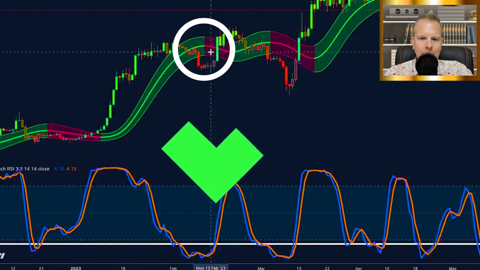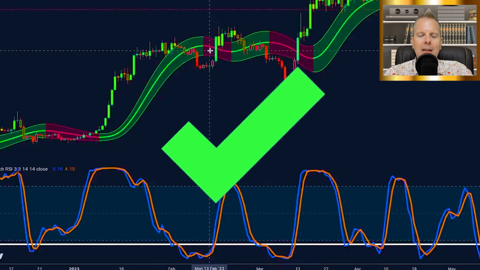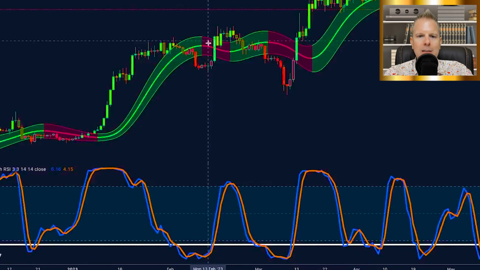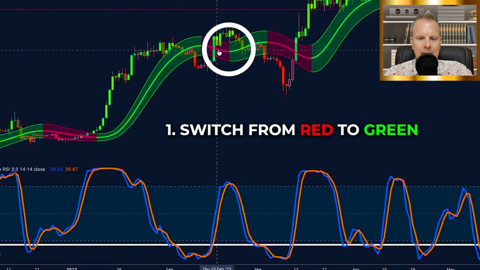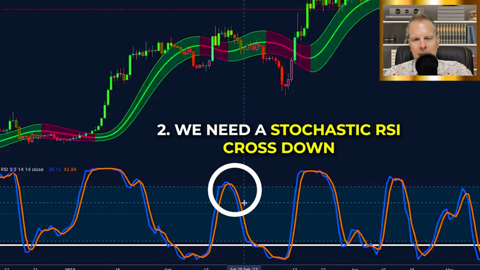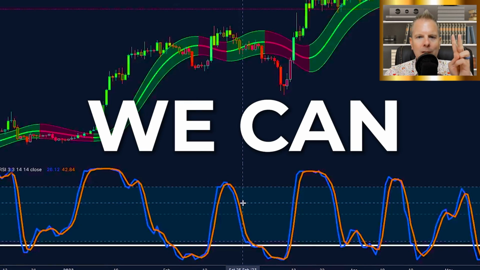Yes, we changed from green to red. Yes, we had a cross up. Now, the exact opposite is true for when to sell. When to sell, we need to switch from red to green, and we need a stochastic RSI cross down. We need both of those to be yes, and then we can sell.